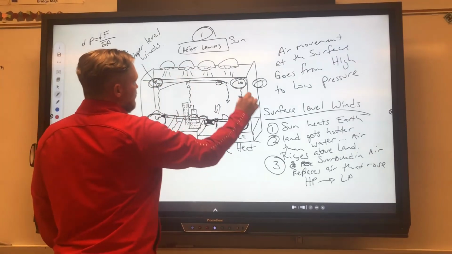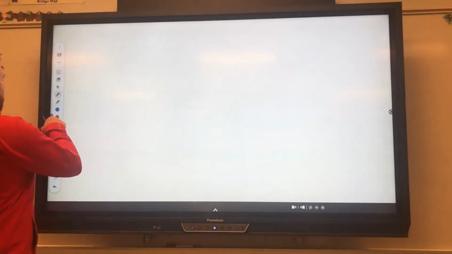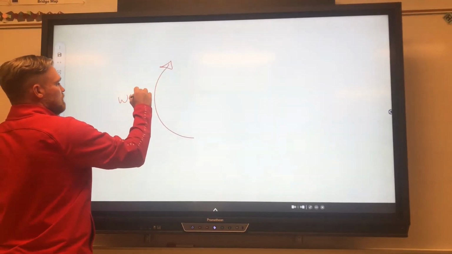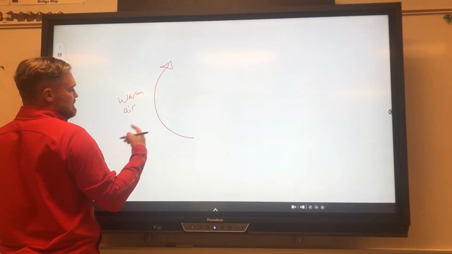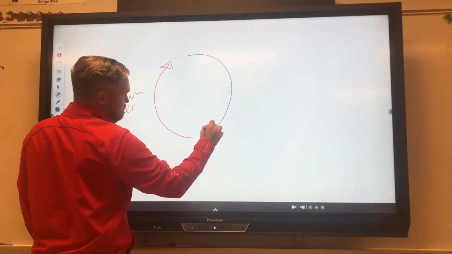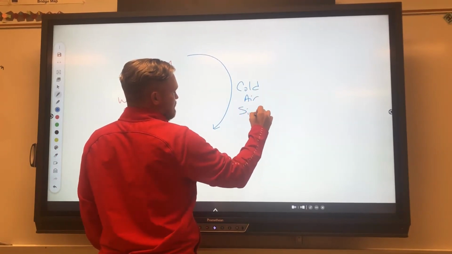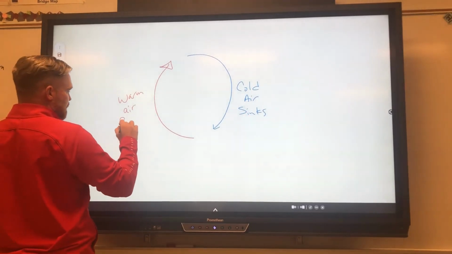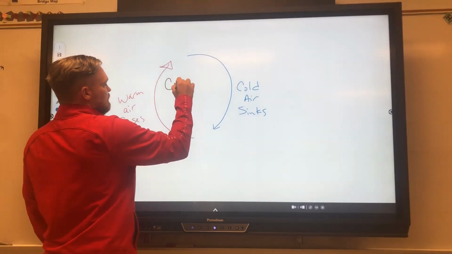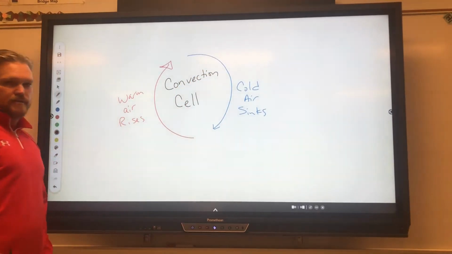This whole thing right here, I'm going to go ahead and erase all of this. This whole thing right here, we have where warm air rises, right? We can call this fluids if we want, because this happens in water too, but warm air rises, and then cold air sinks. I forgot to write rises over here, I'll write rises. This whole thing right here is called a convection cell.